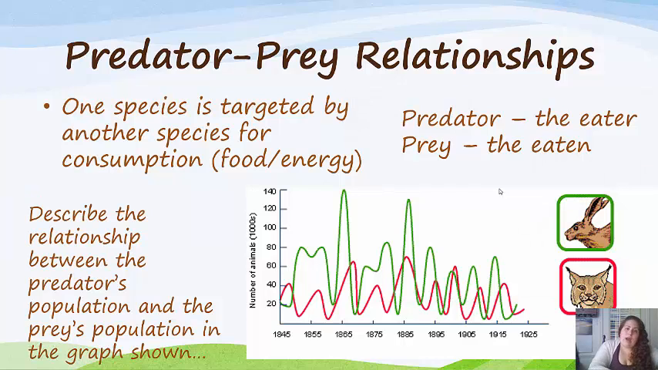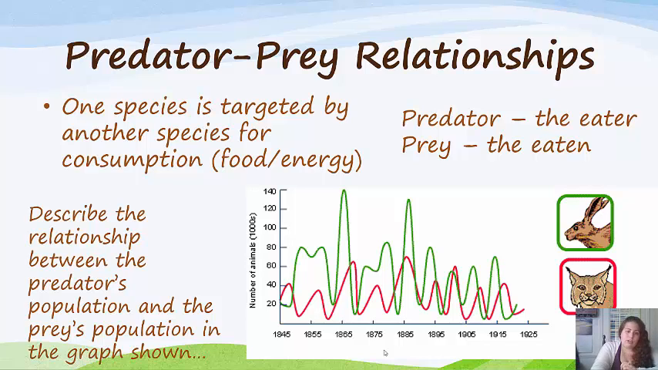Now, another graph that we can look at when talking about population is predator-prey relationships. So predator-prey is where one species targets another species as its food source. So like a lynx and a rabbit, or a wolf and a deer. The predator is the eater, the prey is the thing being eaten. So take a look at this graph here, and we're going to talk about this when I see you next.